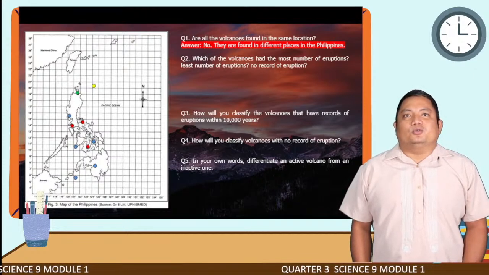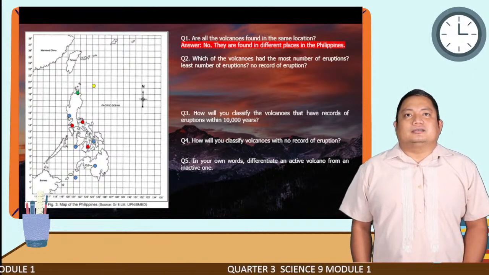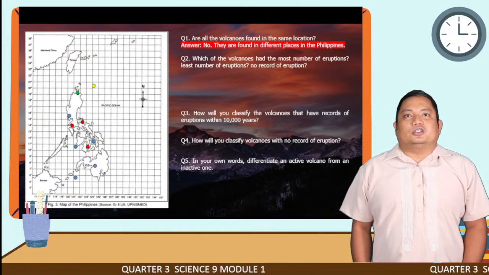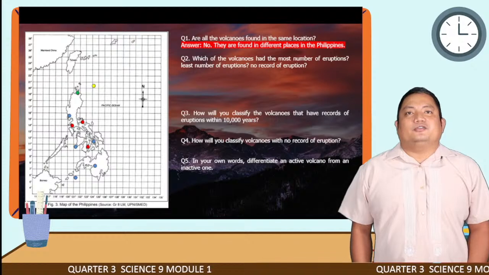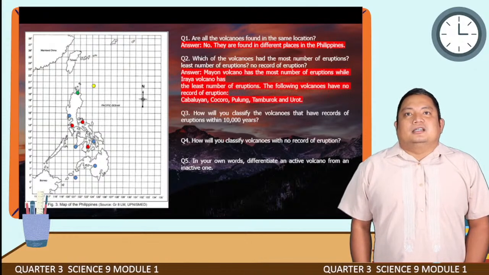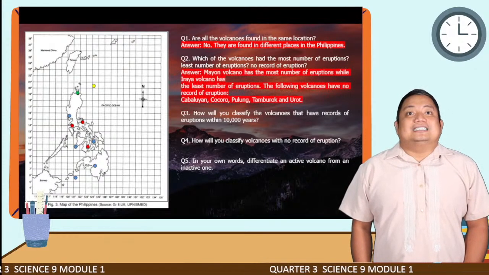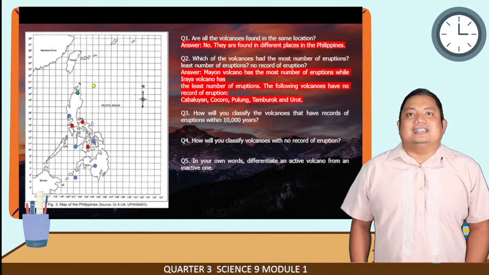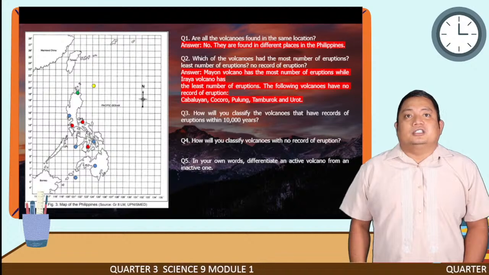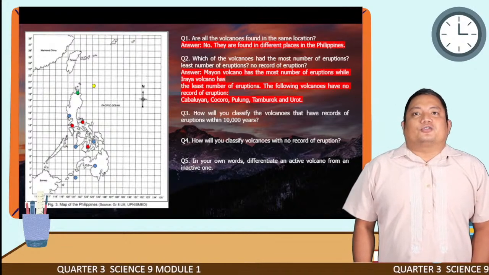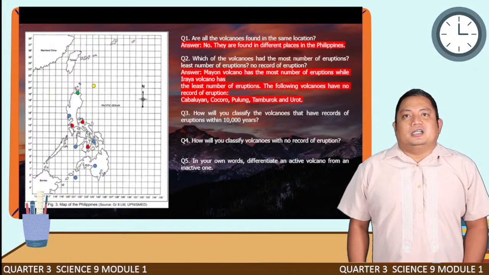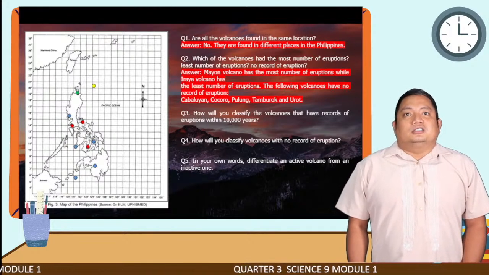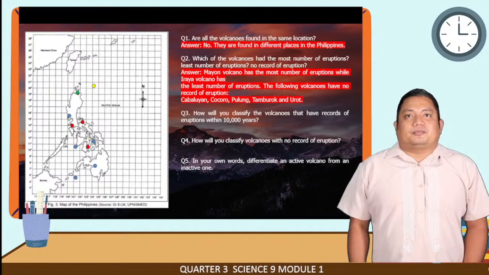Question number two. Which of the volcanoes has the most number of eruptions, least number of eruptions, or no record of eruption? Answer. Mayon volcano has the most number of eruptions, while Iraya volcano has the least number of eruptions. The following volcanoes have no record of eruptions: Kabaluyan, Kokoro, Pulong, Tamburok, and Urot.